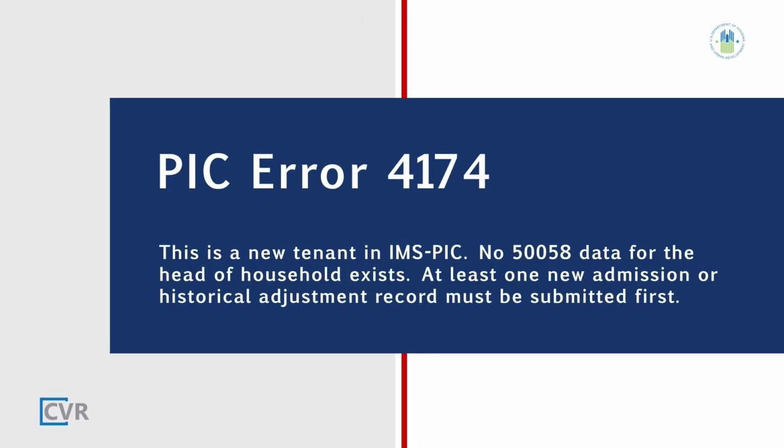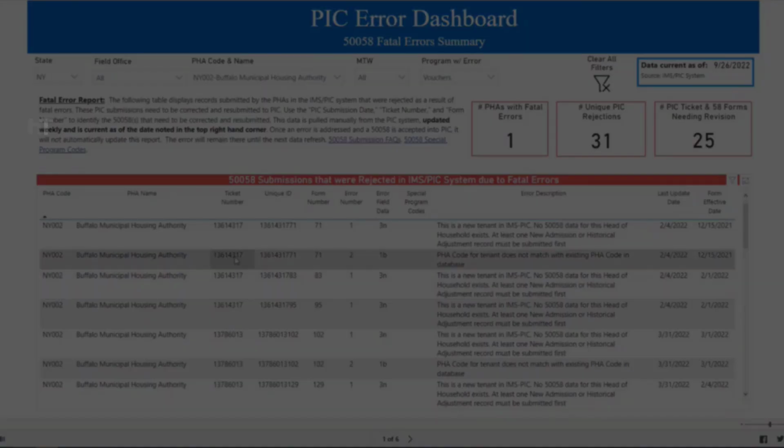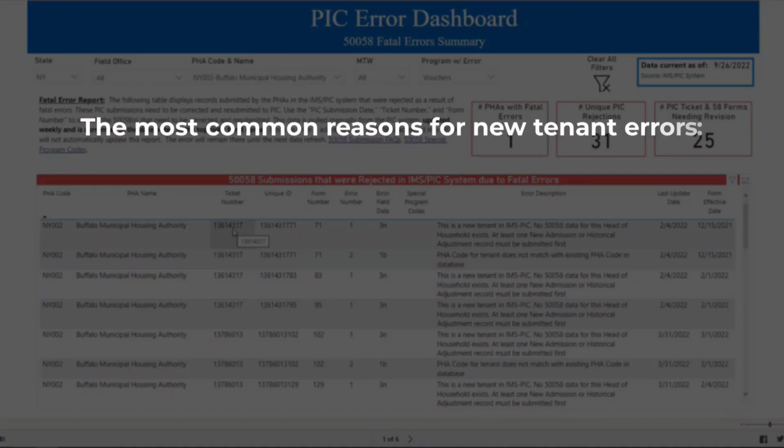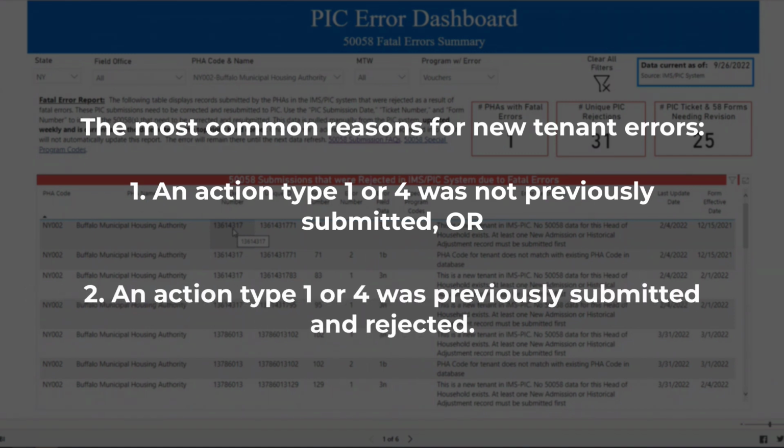This PIC error correction video will review how to repair error 4174 about a tenant who does not exist in PIC. The most common reasons for tenant errors include an action type 1 or 4 was not previously submitted, or an action type 1 or 4 was previously submitted and rejected.